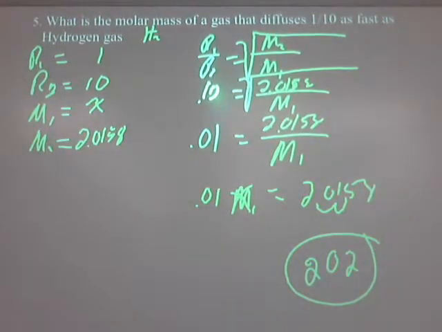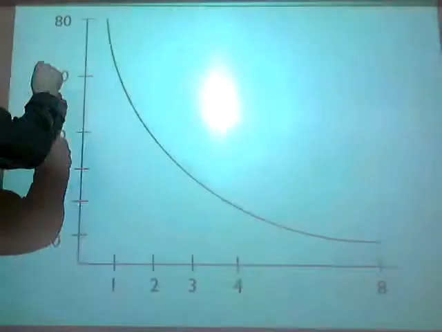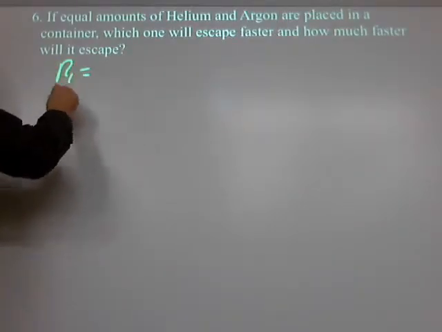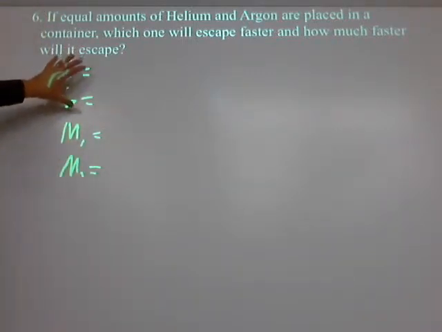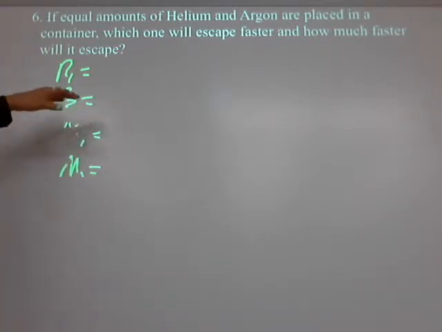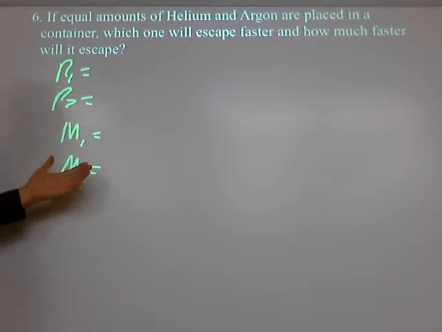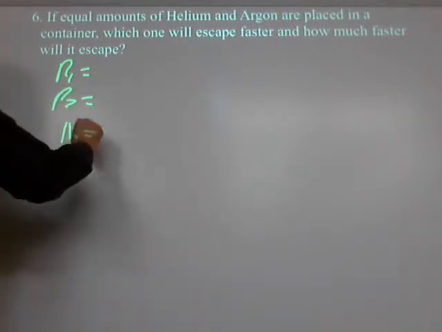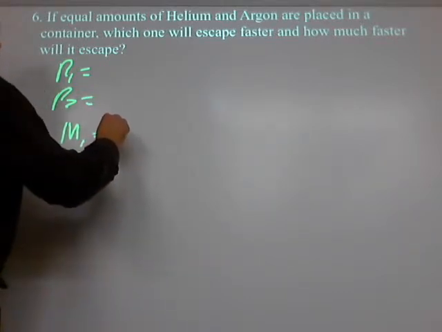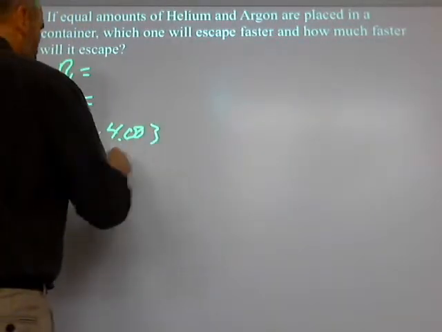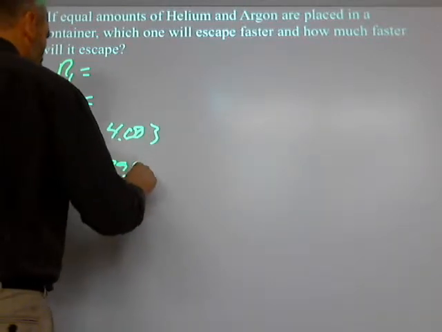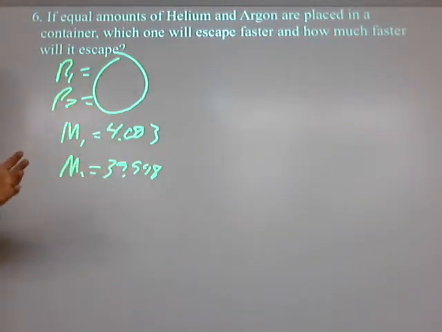All right, how about this one right here? Last one, we only have 3 minutes left. Okay, how about this one? Same thing, R1, no, that's wrong. R1, R2, M1, M2. This one's solving for something different. Okay, I want the ratio. I want how much faster or slower. All right, first of all, I know which one's going to be faster. The helium. All right, let's call him M1. It doesn't really matter. We could do it the other way, but if you call him M1, it makes more sense. And his molar mass is 4.003. And argon's is 39.948.